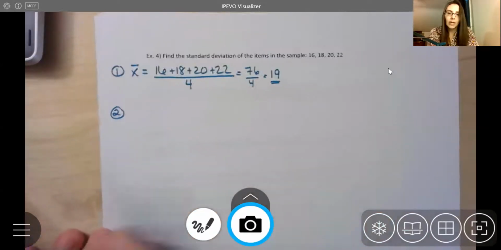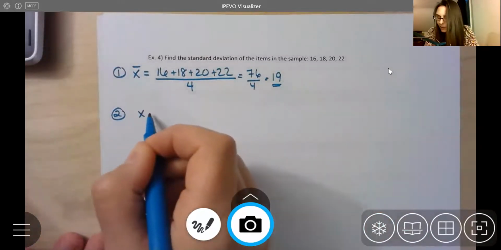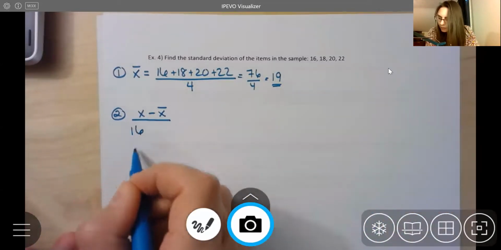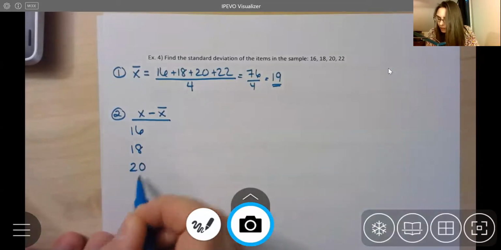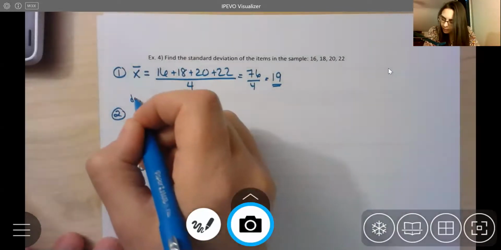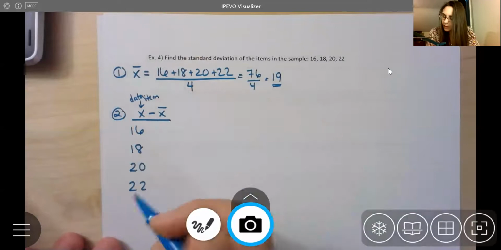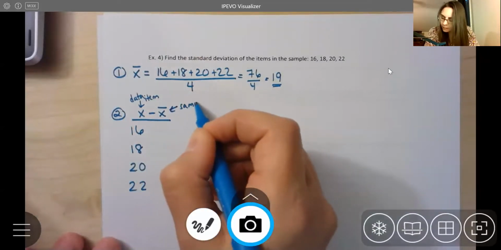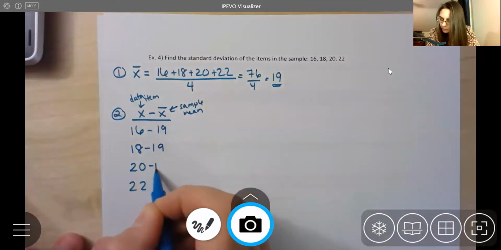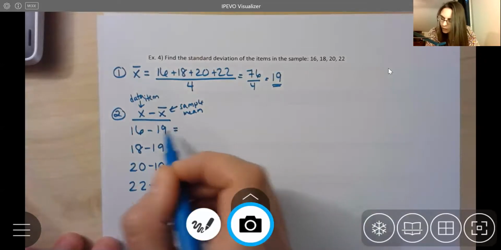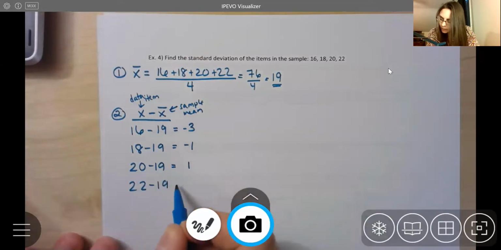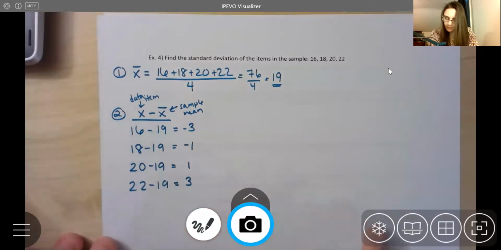Now, the second thing I'm going to do is take each of those data points and subtract my mean. So my data points are 16, 18, 20, and 22. So X is your data. Your book calls it your data item. And again, this is your sample mean. And I'll subtract that 19. So here I get -3, -1, let's see, +1 and +3 here.